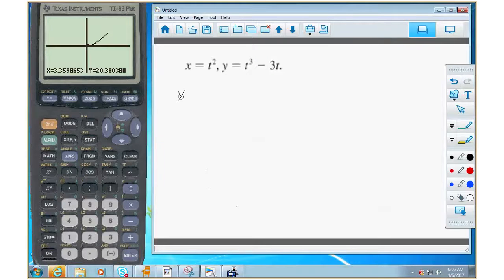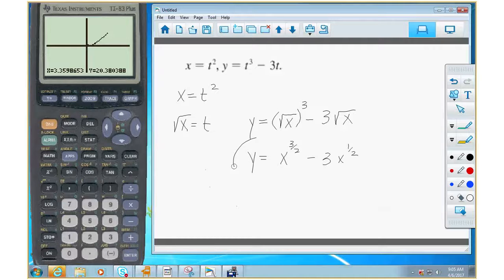So x is equal to t squared. t is equal to what? And what are you going to do with that, square root of x? Plug it in, and you get y is equal to the square root of x, quantity cubed, minus 3 square root of x. y is equal to exponent over index. That would be x to the what? Minus 3x to the what? And that's called eliminating the parameter.